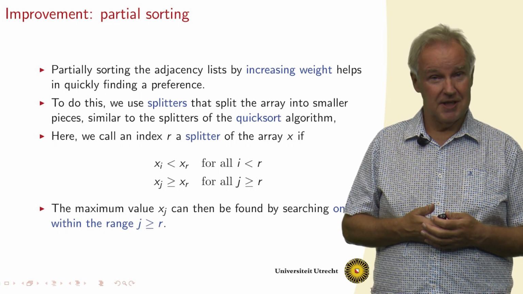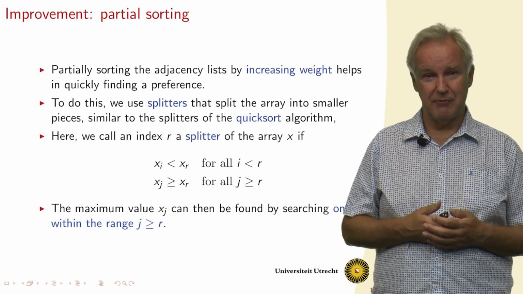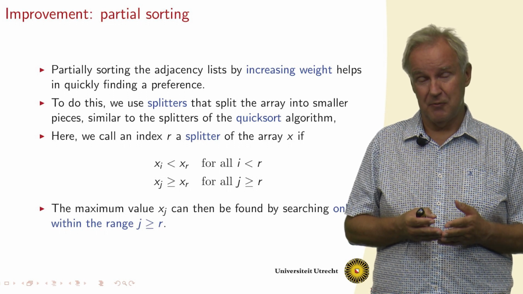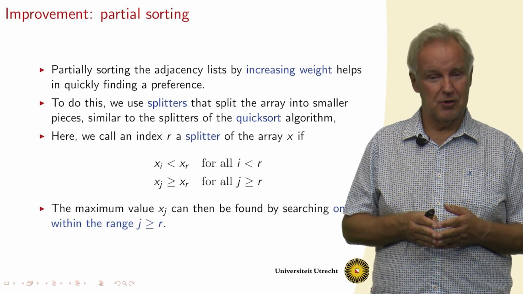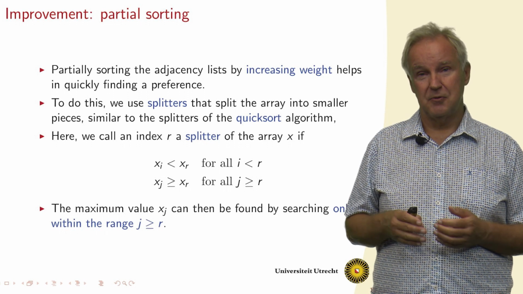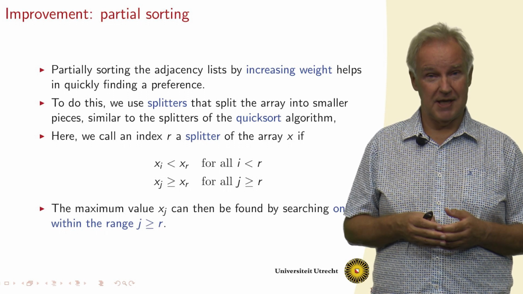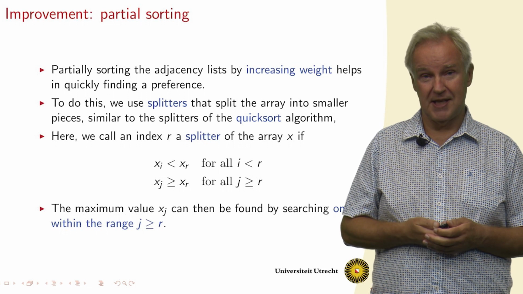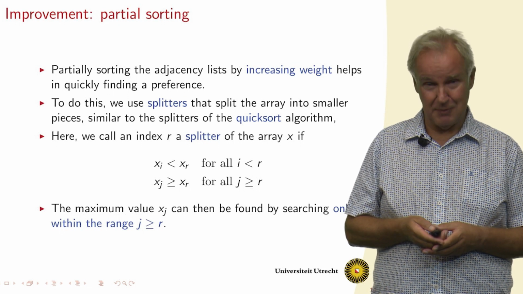And that means that if we have such a splitter, we only need to look for all the xj with j larger than or equal to r. We don't have to search the whole array again. And that is helpful.